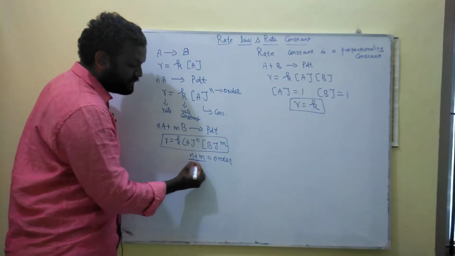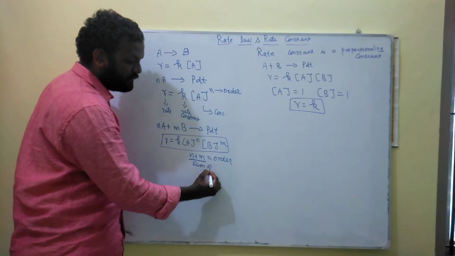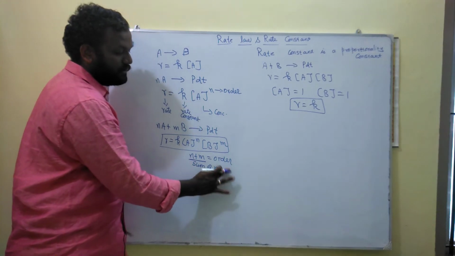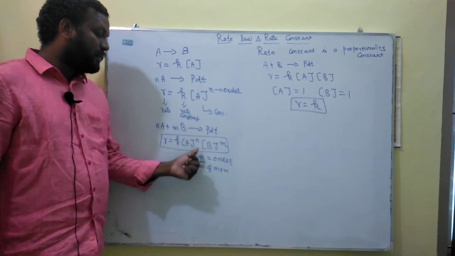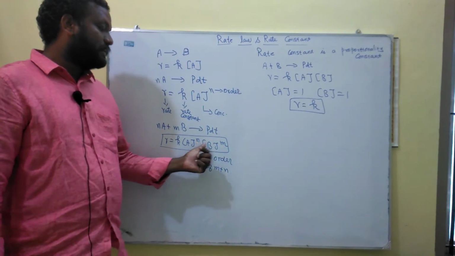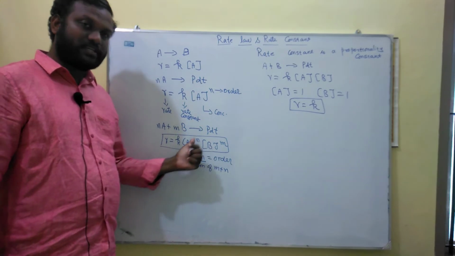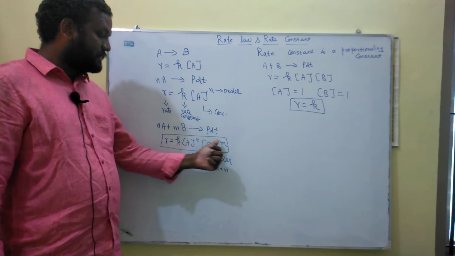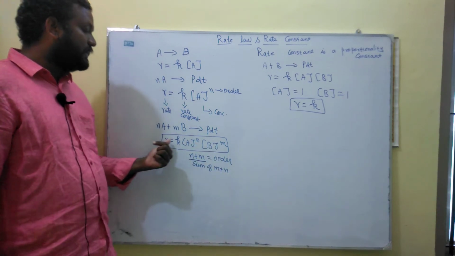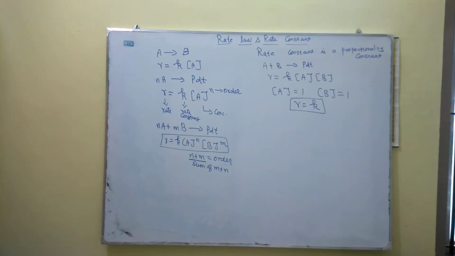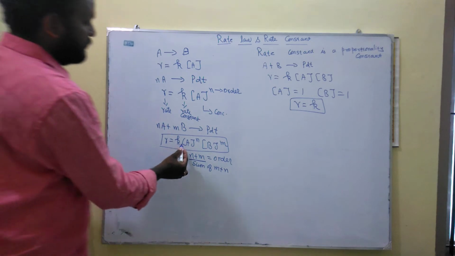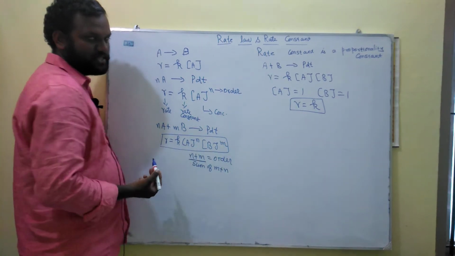Here n plus m is the sum of the powers. Order is nothing but the sum of the powers raised on the concentration terms in an experimentally derived rate law. The sum of the powers raised on the concentration terms in the experimentally derived rate law expression is known as the order of the reaction.